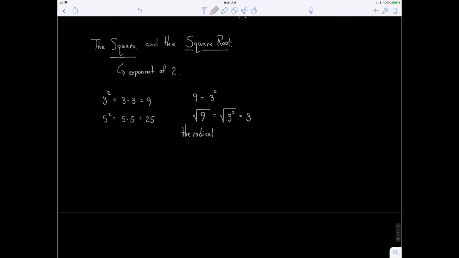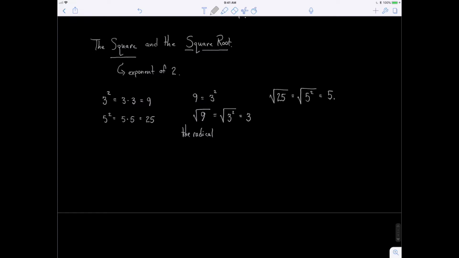So let's try another one. What if I ask you to find the square root of 25? Well, after a bit of thought, you might recognize that 25 is the same as the number 5 squared. And because you can write 5 squared, then we know that the square root and the square cancel, and we're left with 5.